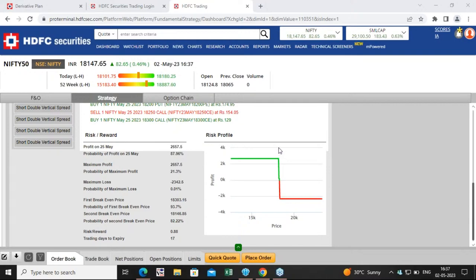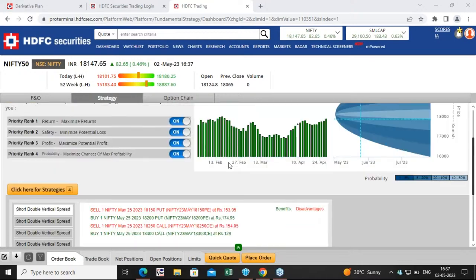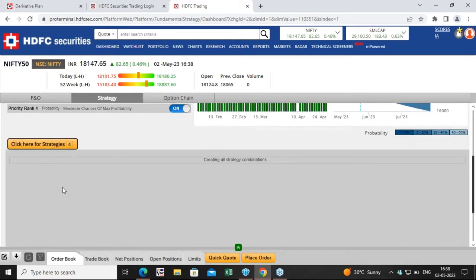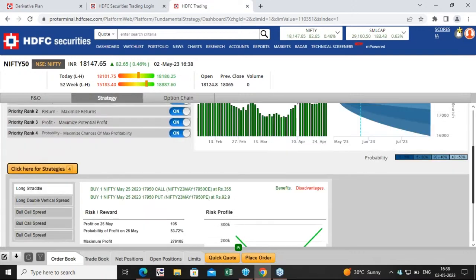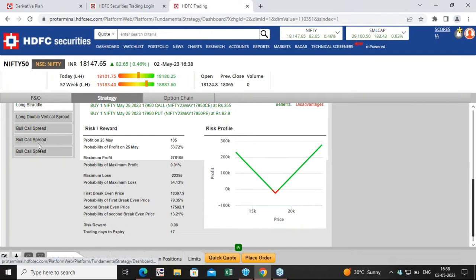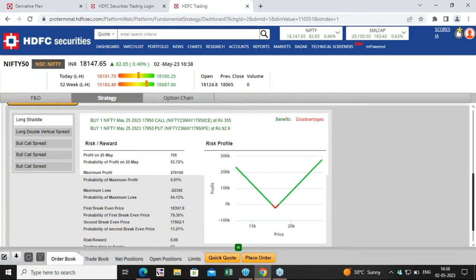Just like I am looking at this, Vinay Singh. Vinay sir has an outlook of bullish, like 18,400. We have watched 17,900 bearish, but now we will see 18,400, which is bullish. We have the bullish view, but this time hum safety ko jyada priority denge, theek hai? First would be my safety, second is return, third is profit and probability. First has long straddle, second has long double vertical spread, then bull call spread. Five different strategies have been mentioned.